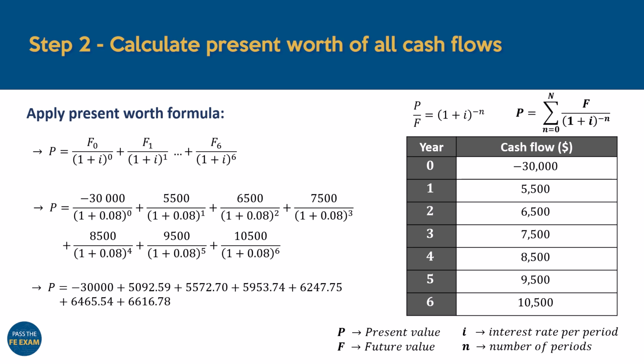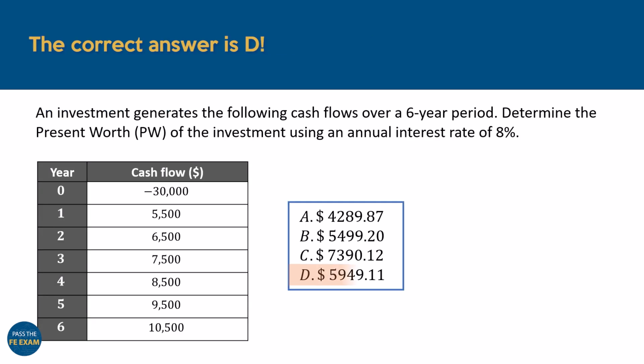Once we've discounted each cash flow to its present value, we add them all together. And based on this calculation, the present worth of the investment is approximately $5,949.10. This value tells us the total worth of the investment today after accounting for the time value of money for future payments at an 8% interest rate. And that wraps up our problem.